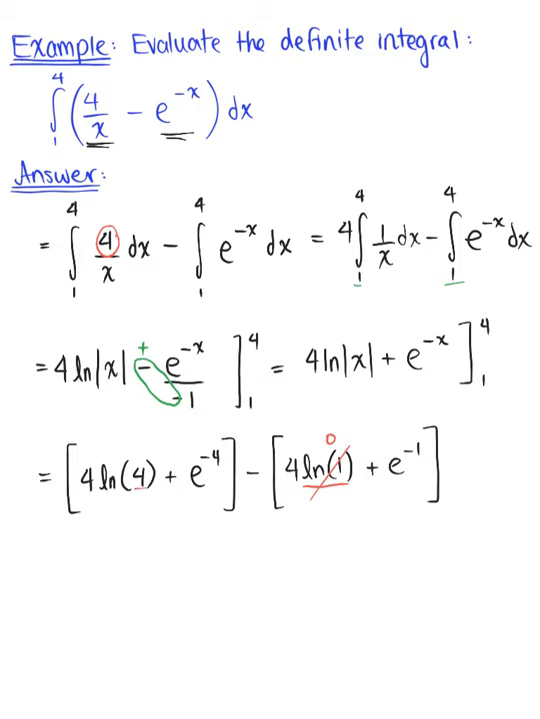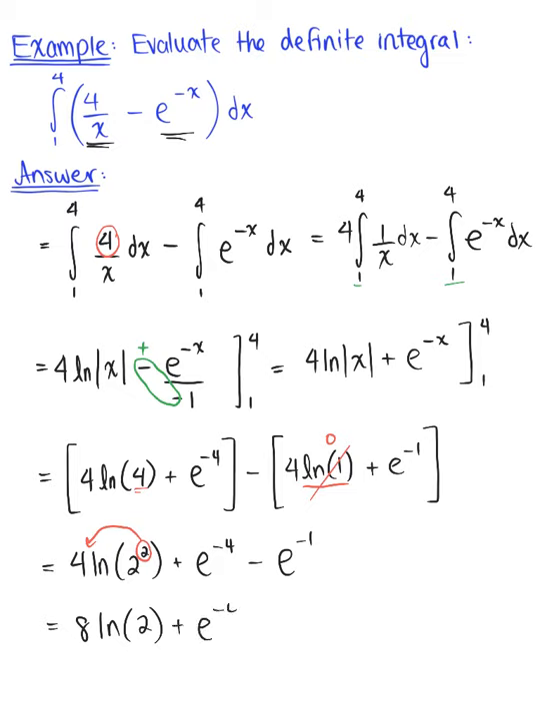We also notice that we can rewrite 4 as a perfect square. So we can rewrite this as 4 times the natural logarithm of 2 squared plus the natural exponential raised to the negative 4 minus the natural exponential raised to the negative 1. By properties of logarithms, we can take this power of 2 and bring it to the outside of the logarithm. So this becomes 2 times 4, which equals 8, times the natural logarithm of 2 plus the natural exponential raised to the negative 4 minus that natural exponential raised to the negative 1. And this is our beautiful final answer.